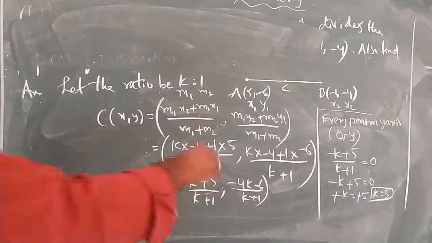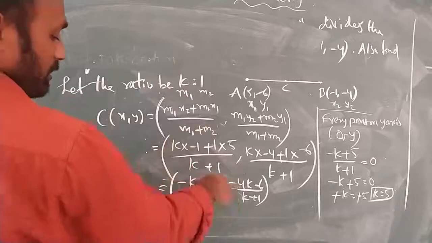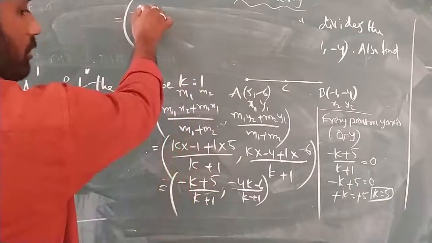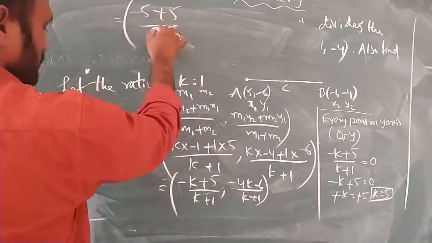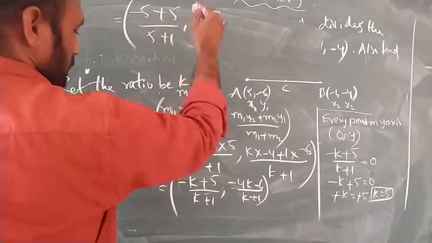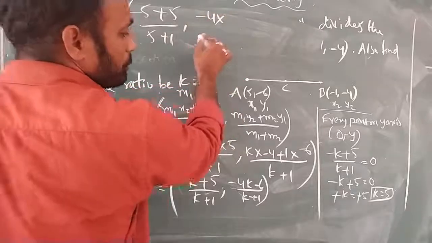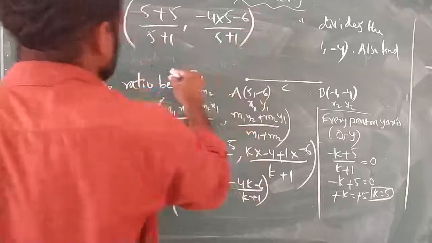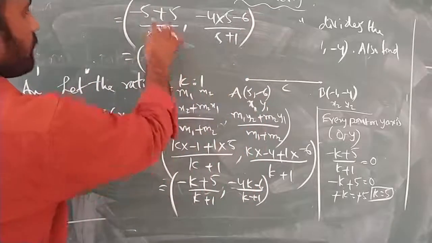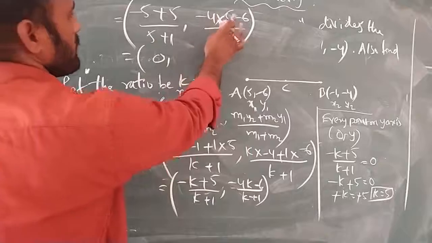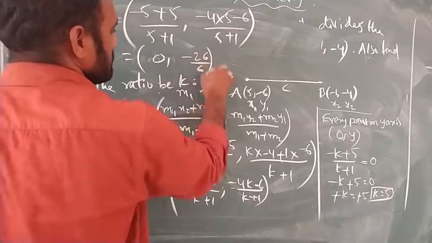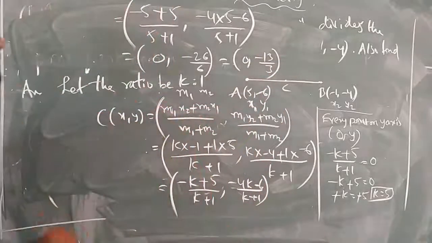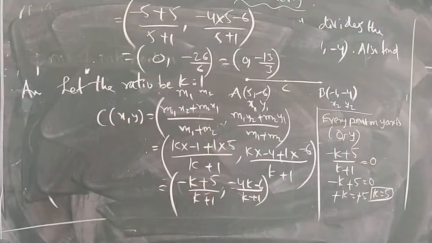So the ratio we got is 5 is to 1. Substitute that value in this. So the point of intersection will be minus 5 plus 5 by 5 plus 1 comma minus 4 into 5 minus 6 by 5 plus 1. So that is 0, minus 5 plus 5, 0 by something is 0, minus 26 by 6. So that is 0 comma minus 13 by 3. So this is the point of intersection.